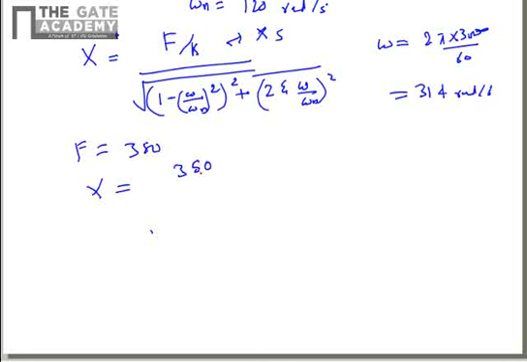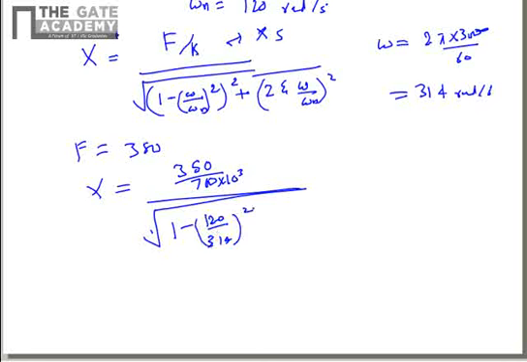So 350 divided by k, that is equal to 700 into 10 power 3 divided by square root of... So we have non-dimensionalized the denominator because v is given. We can calculate c also, and we can do it like that also, but it's an easier method. Square root of 1 minus 120 by 314 whole square plus 2z, z is given as 0.2, and omega by omega n again 120 by 314, this thing whole square.